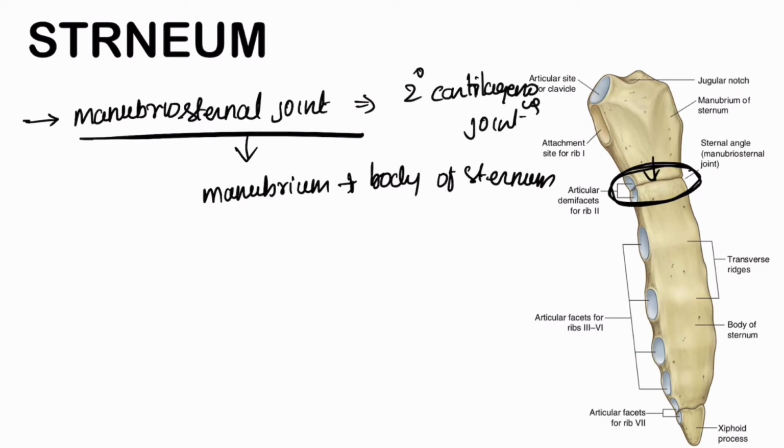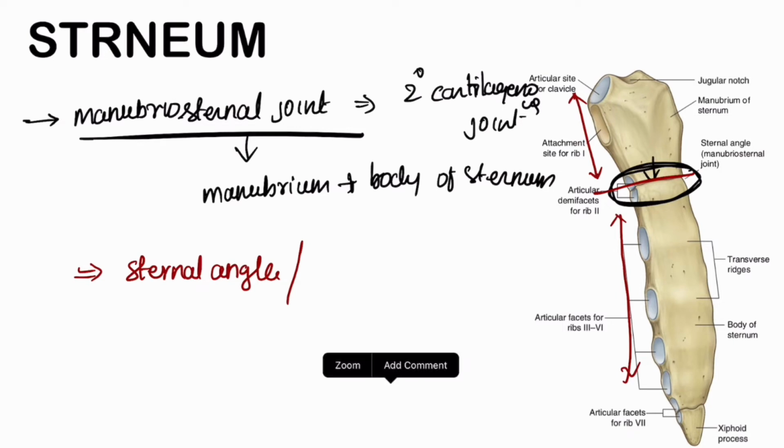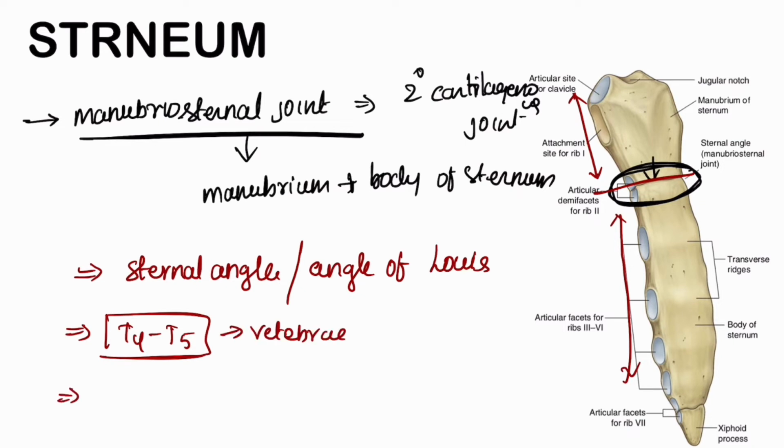The most important thing here is that the manubrium and sternum lie in two different planes. The manubrium lies in a different plane above the joint and the body lies in a different plane below the joint. At this joint, there forms an angle that is known as the sternal angle. This sternal angle is also known as the angle of Lewis. This angle lies at the level of T4 to T5 vertebrae. At this sternal angle, the second rib is attached to the sternum.